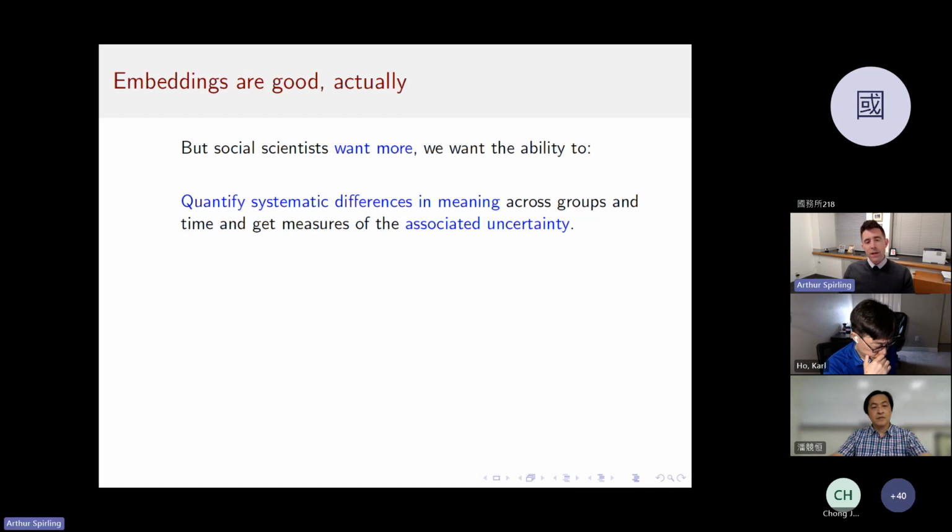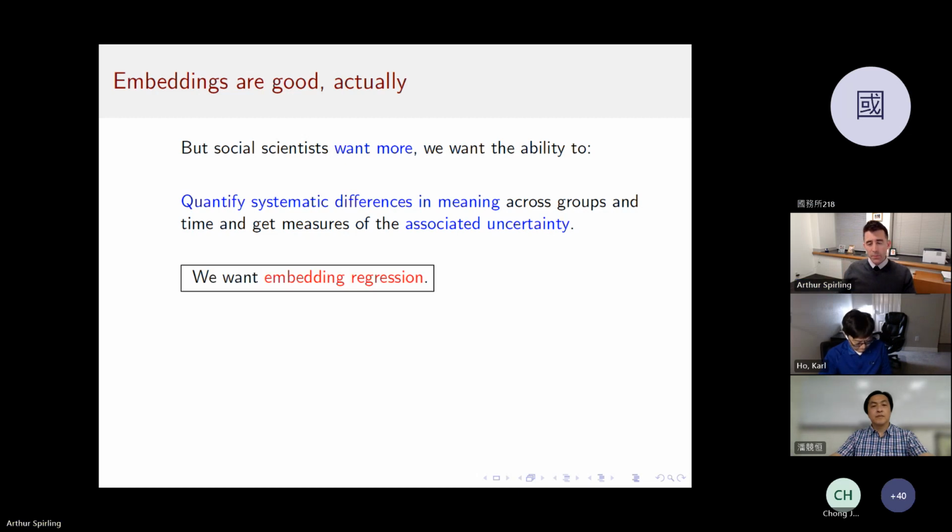So just to clarify here, we're saying we want to think about systematic ways that your understanding of a term differs: Democrats and Republicans talking about immigration, UK and US legislators talking about empire, conservative versus Labour MPs talking about a term. How their understandings and use of a term differ, and get measures of associated uncertainty around that, such that we can make statements about statistical significance. The term that we give that general problem is embedding regression.